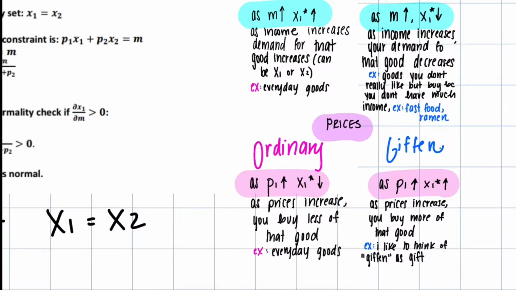Notice that for all of them, it's always responding to income or prices going up. And then what happens to X determines what good it is. So as income goes up and X1 goes up, it's going to be normal. And as prices go up and X1 goes down, it's going to be ordinary. And then inferior is the opposite to normal, and Giffen is the opposite to ordinary.